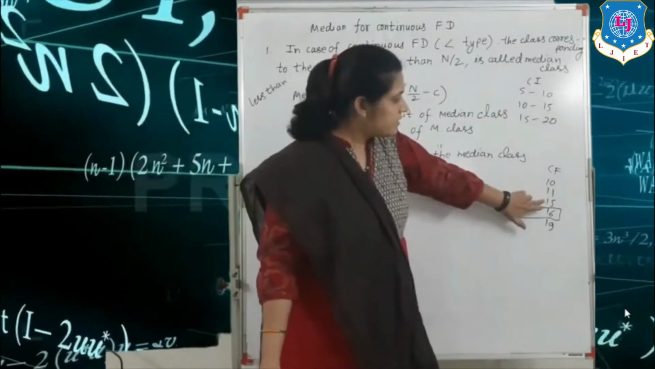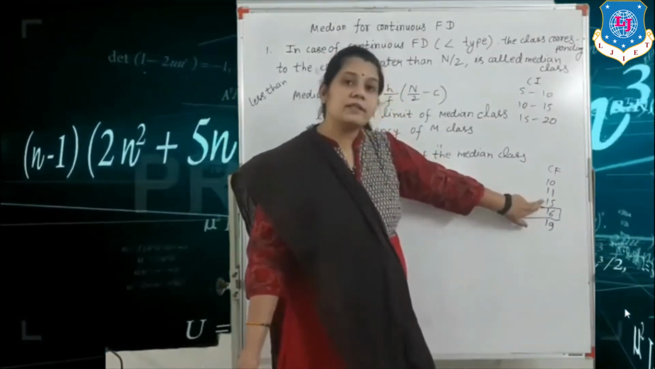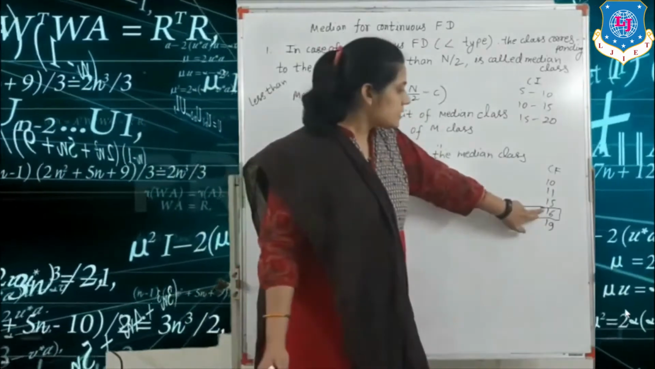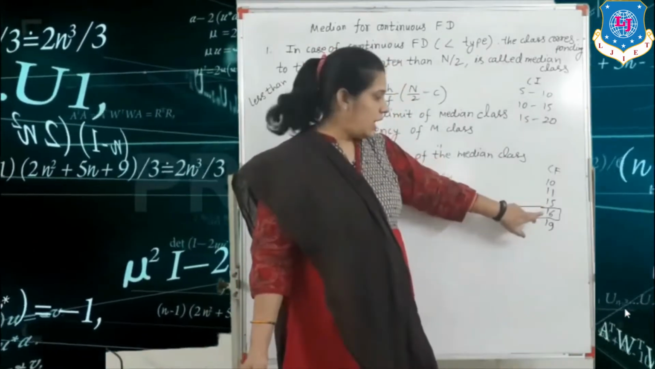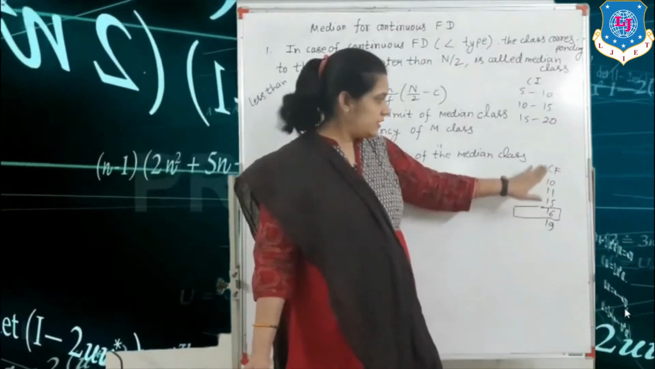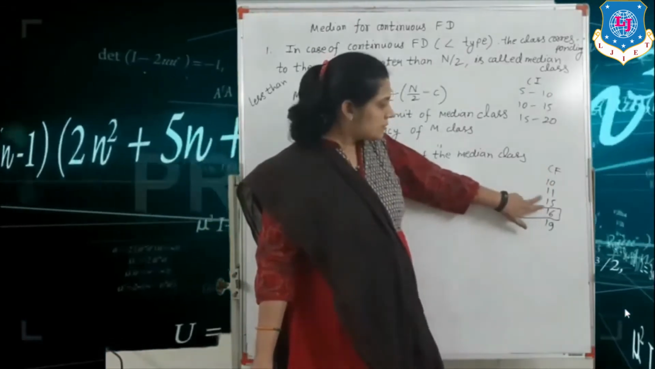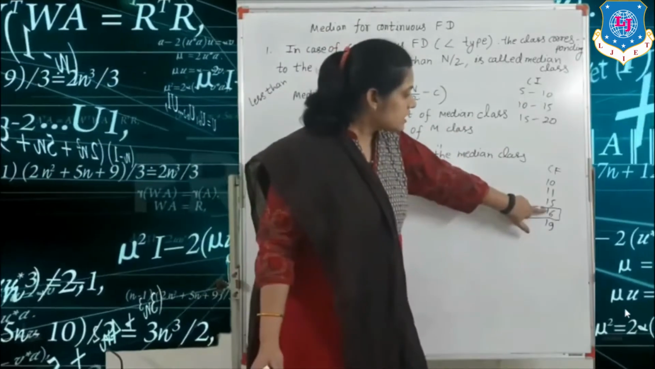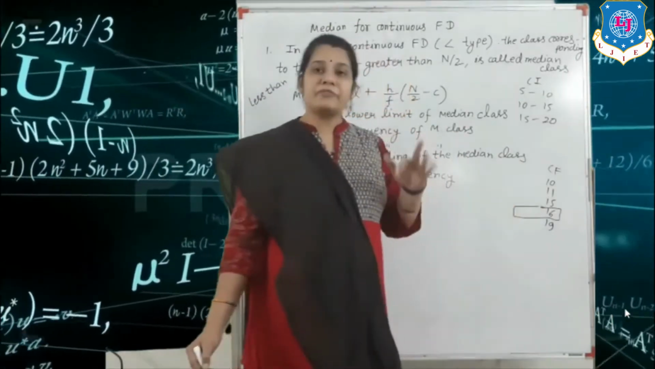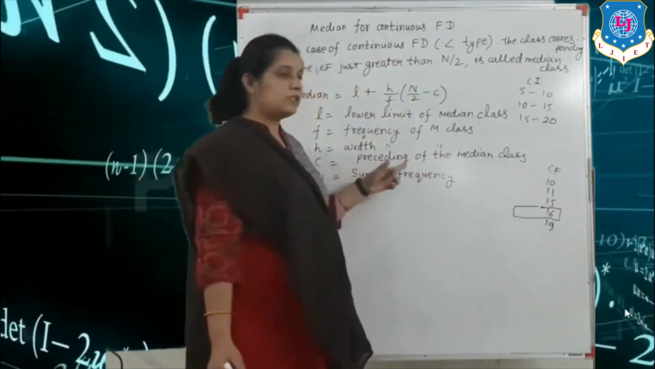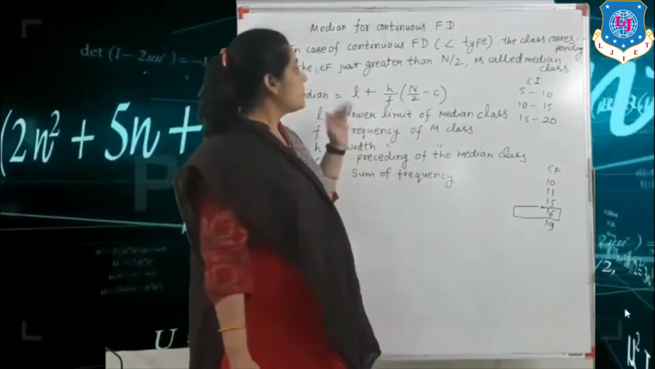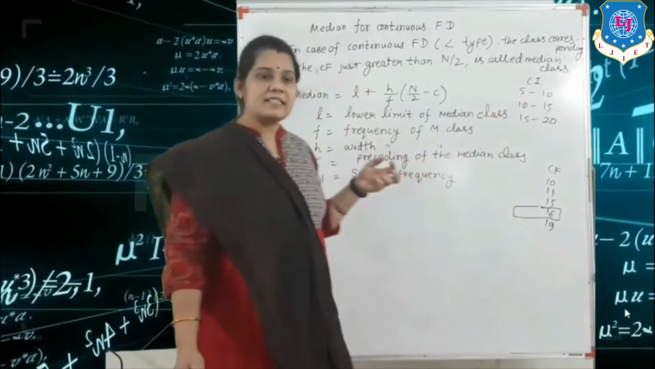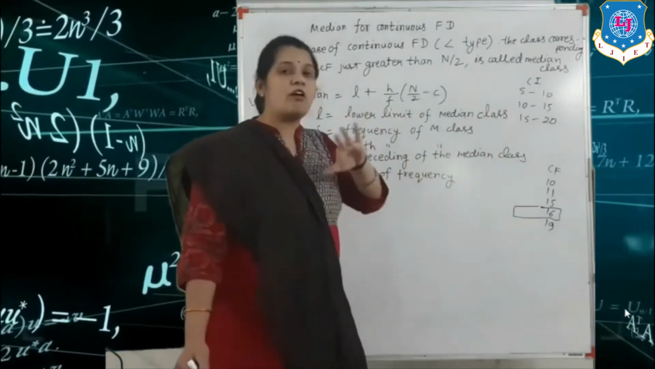just the preceding value according to the median class in the CF column. Listen carefully: just the preceding value according to the median class in the CF column. So if 16 is your median class, the preceding value is 15. So capital C is equal to 15. But if we find the greater than frequency, then this C is equal to the succeeding value of the median class.